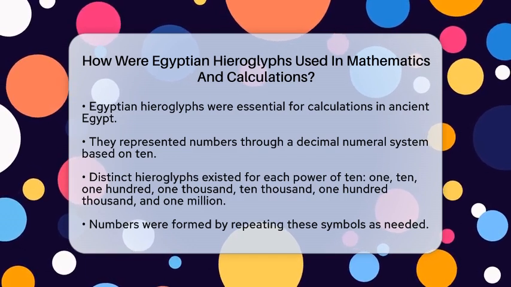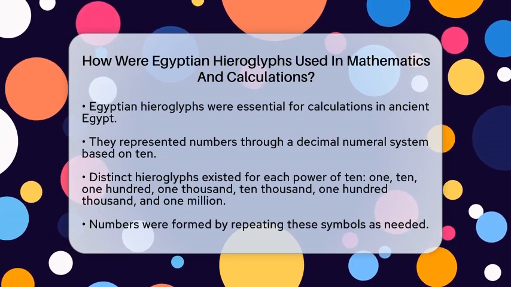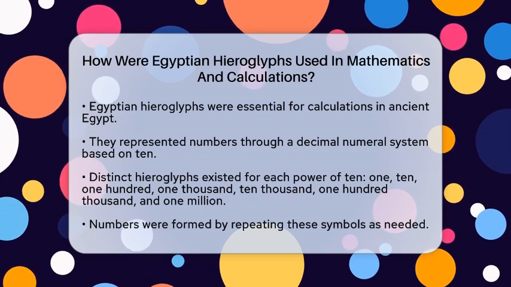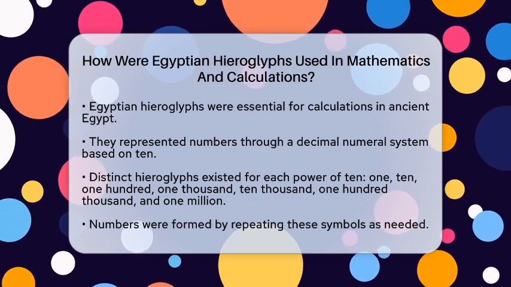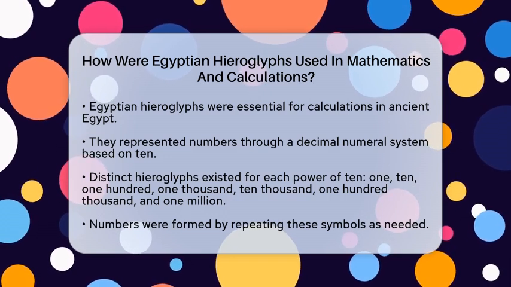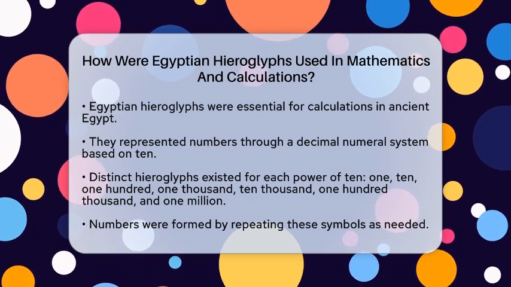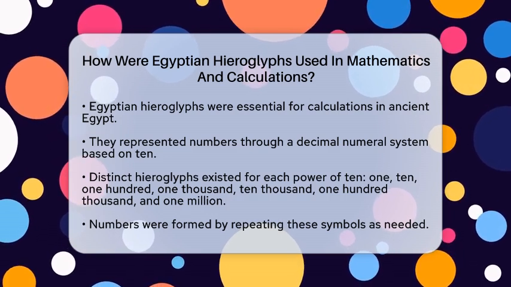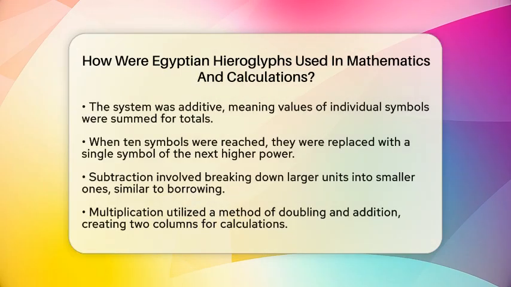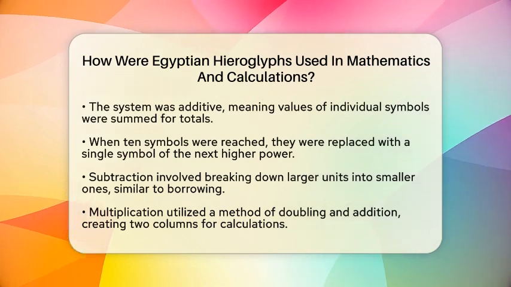Egyptian hieroglyphs served as symbols representing numbers and facilitating calculations. The Egyptians developed a decimal numeral system based on 10. They had distinct hieroglyphs for each power of 10, including 1, 10, 100, 1,000, 10,000, 100,000, and 1,000,000. To form numbers, they repeated these symbols as needed. For instance, the number 365 would be shown with 3 symbols for 100, 6 for 10, and 5 for 1.